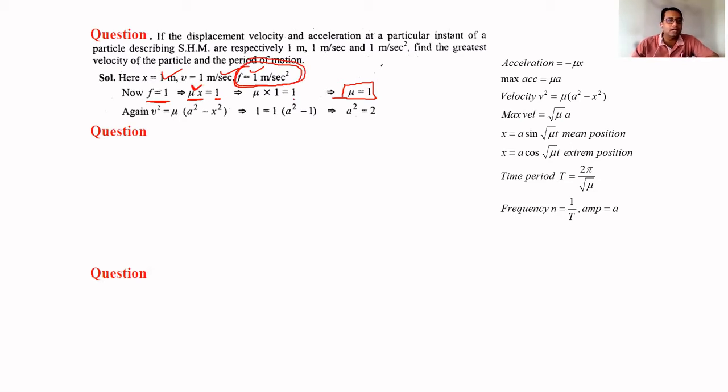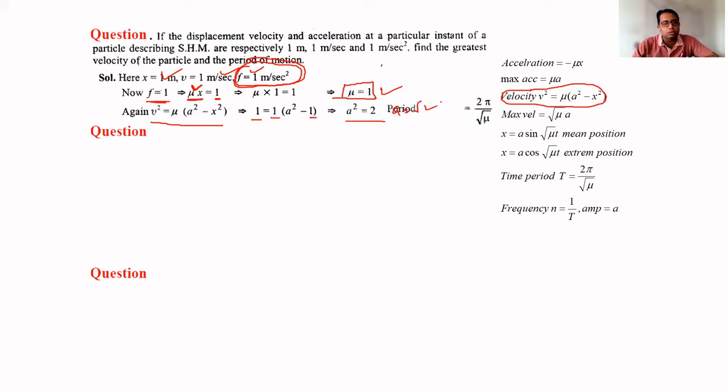So equate mu x with 1, and since x is 1, substituting gives the value of mu as 1. Now we need the value of a. So v square is equal to mu a square minus x square, the formula for the velocity, because velocity is given to us. In this formula, v is 1, mu we have solved, x is 1, so a square is equal to 2. That means a is equals to under root 2.